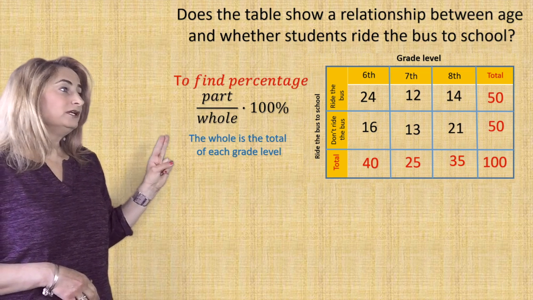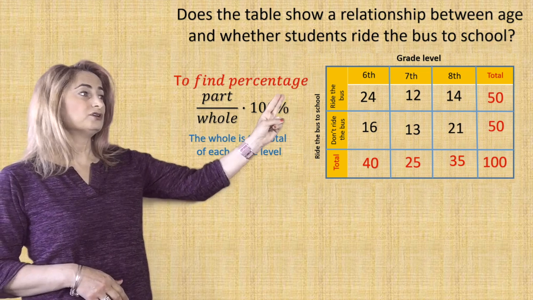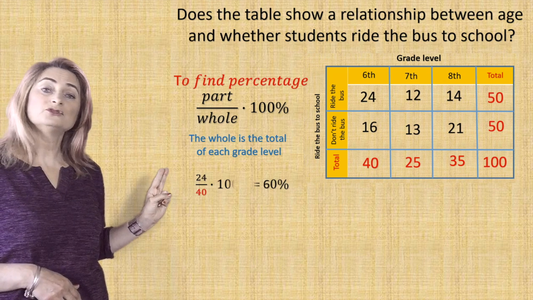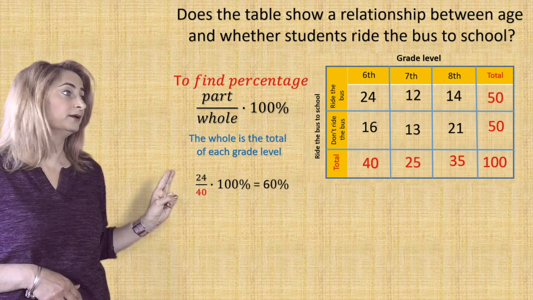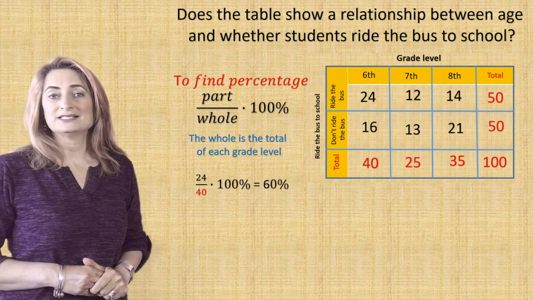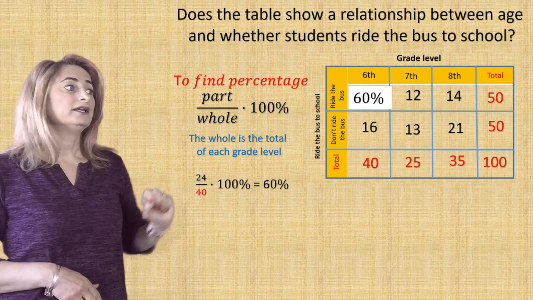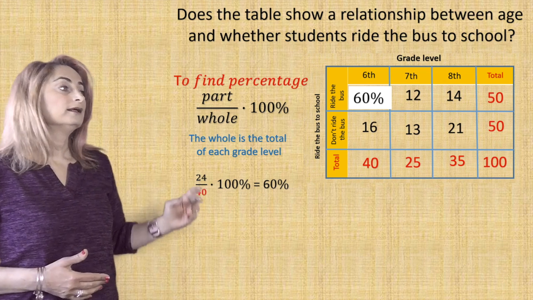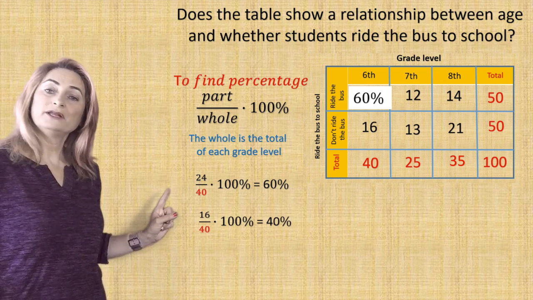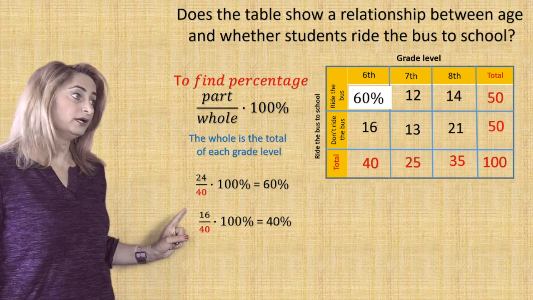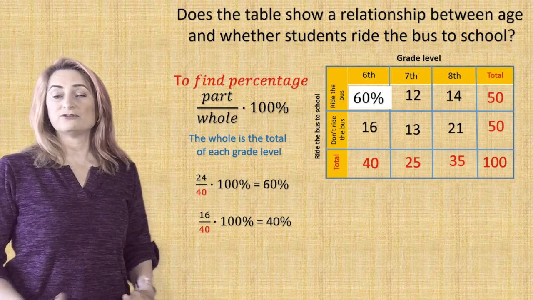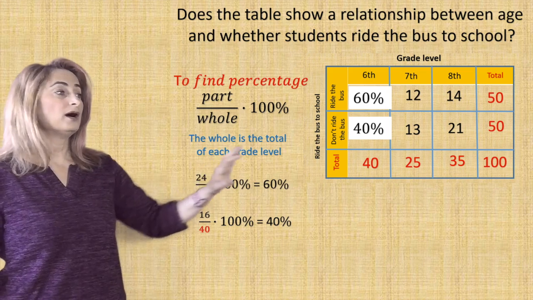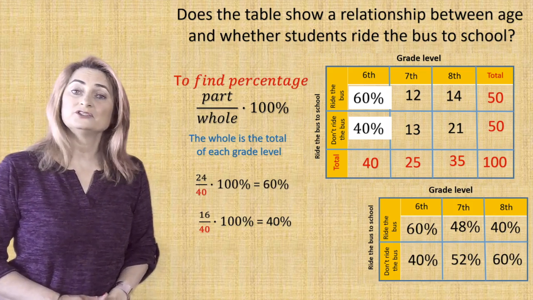So if I wanted to find the percentage of 6th graders who ride the bus, I will take that 24 divided by the total, which is 40 6th graders surveyed, times 100%, which is 60%, and I put that in the table. Now, what if I want the percentage of 6th graders who do not ride the bus? Then I will take the 16 divided by the total 6th graders surveyed, which is 40, times 100%, which equals 40%, and put that in the table. It's going to take a long time to do every single one, so I already filled the table with the percentage for each grade level.